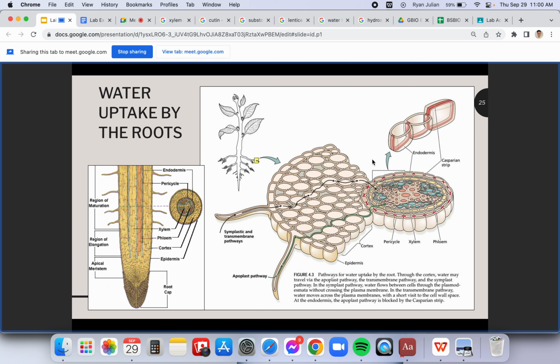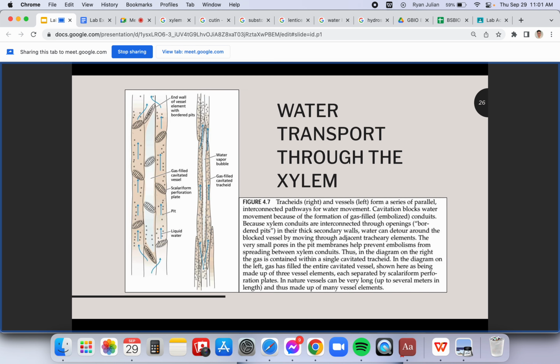So generally, this is the cross section of the roots and how water is being transported from the basal root to the other parts of the plant, including the leaves, stems, trunk, or flowers. For this portion, I will discuss the water transport through the xylem. This structure is what we call the xylem generally.